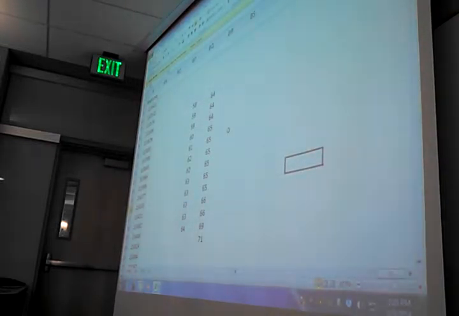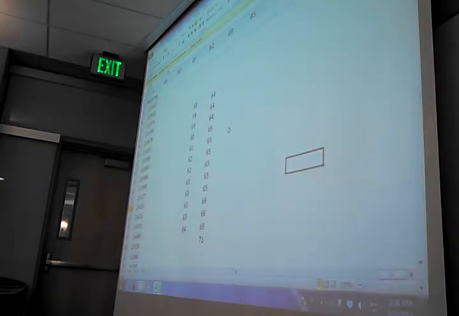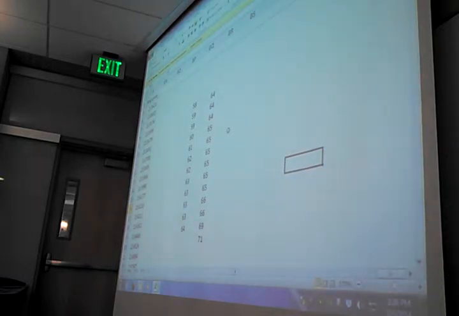Does everybody understand what I want you to do? I want you to make a histogram. I want it to be a relative frequency histogram. I want you to use 5 classes. And definitely start at 58. That's the lowest height. Start at 58.